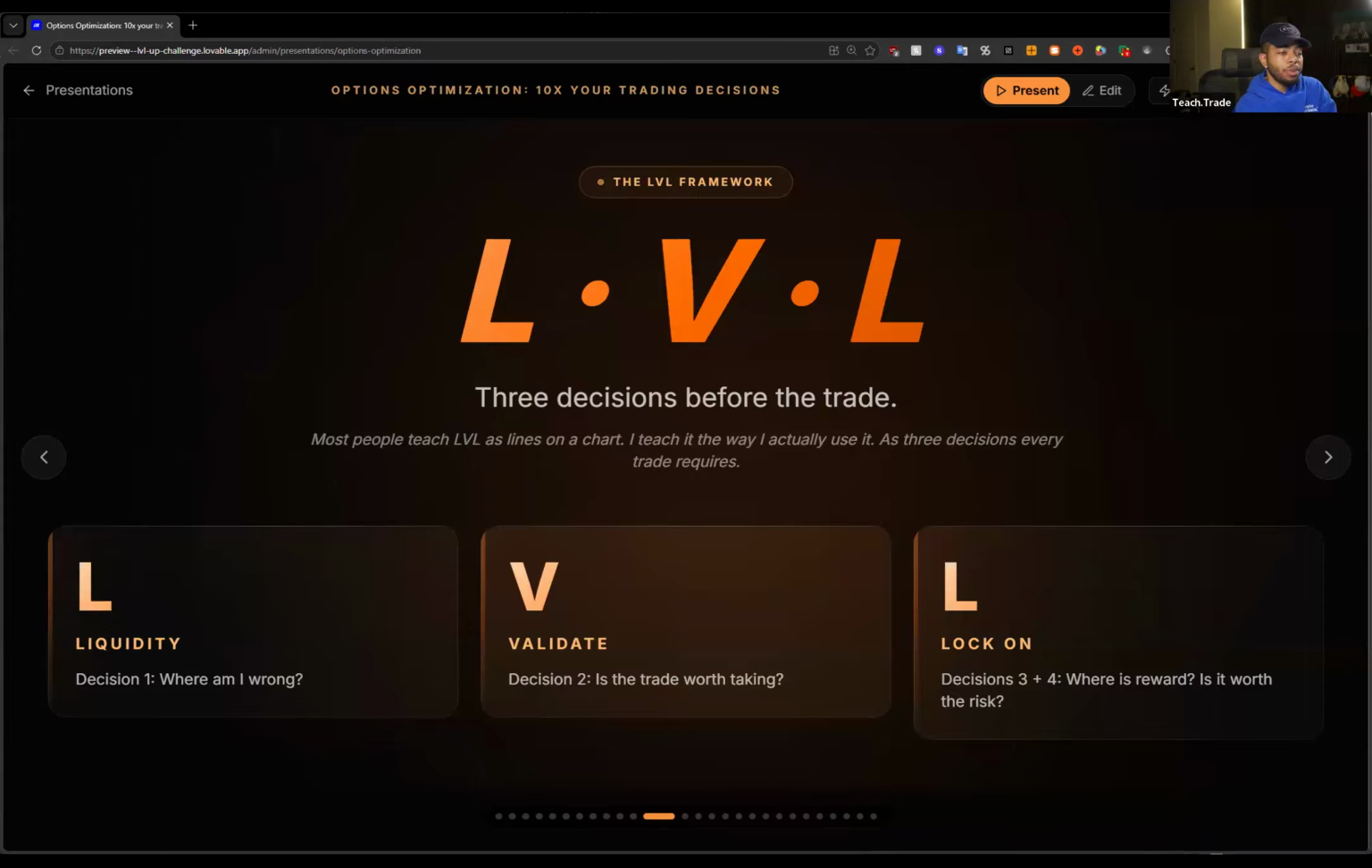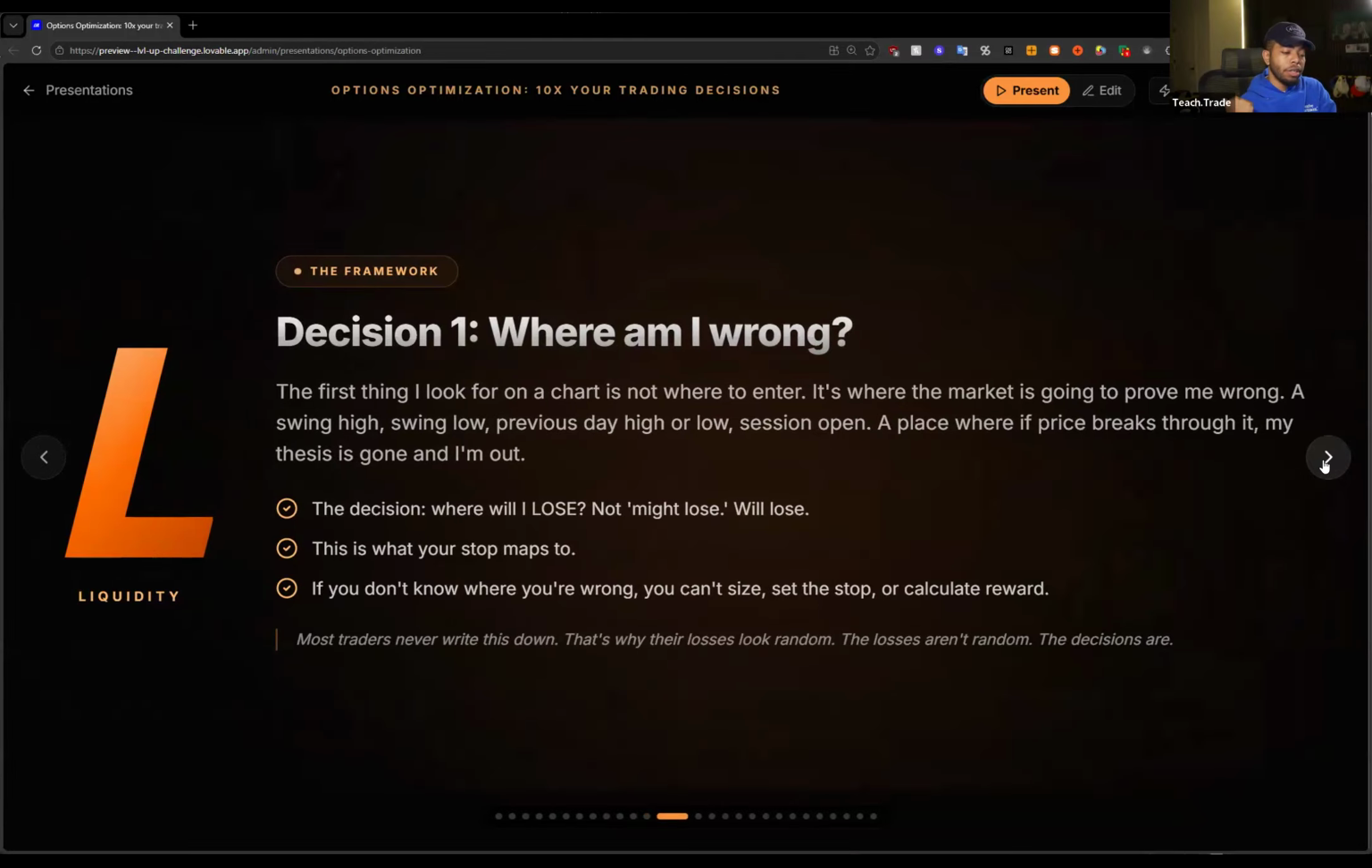Most people with LVL will teach liquidity and validation, all these things, like lines on a chart. What I want to teach you is the way that I actually use it and how I see it. It's the three decisions that every trade requires, and how it factors into the personal decisions I'm making for myself. Where am I wrong? Is the trade worth taking? And where do I exit when I'm right?